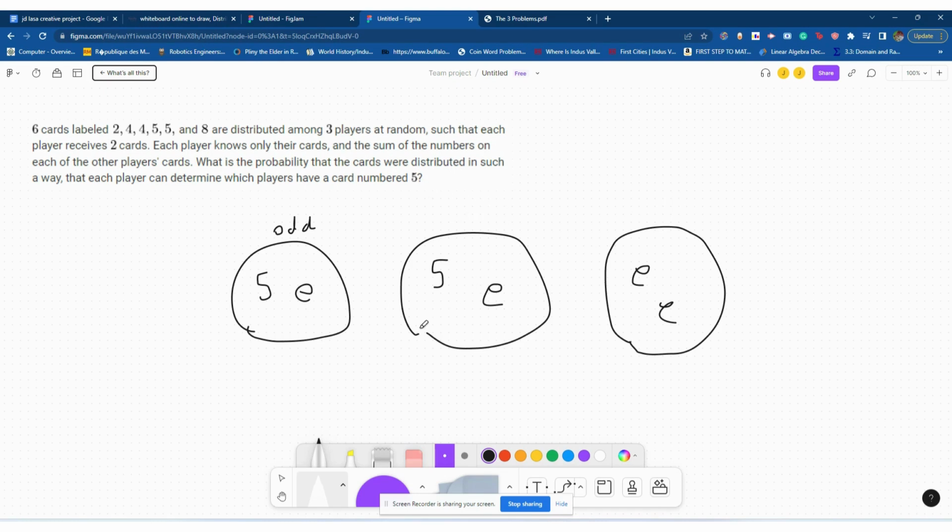So now the second case is if the same player has the 2 5s. And the rest of the numbers are even. So this means that all of the sums must be even. So now the only way that all of them won't be able to tell which player has the 2 5s is if another player has a sum of 10, and the only way that could happen is if a player has 2 and an 8. So the other one must have a 4 and a 4.